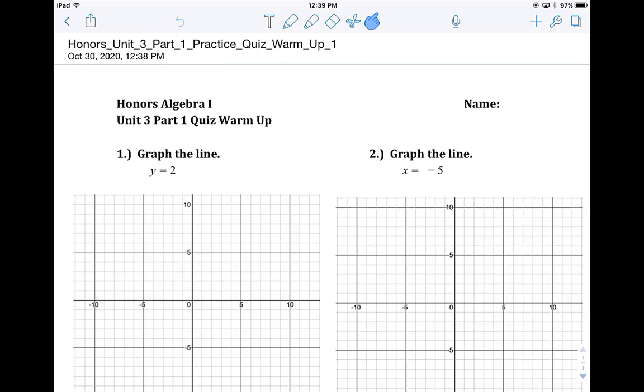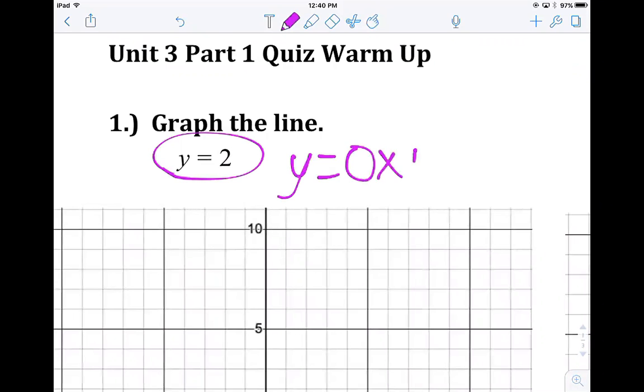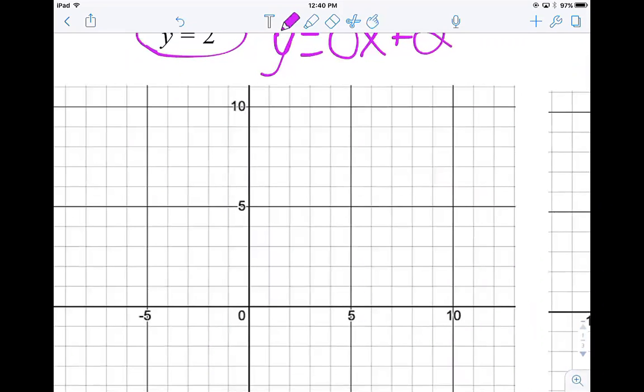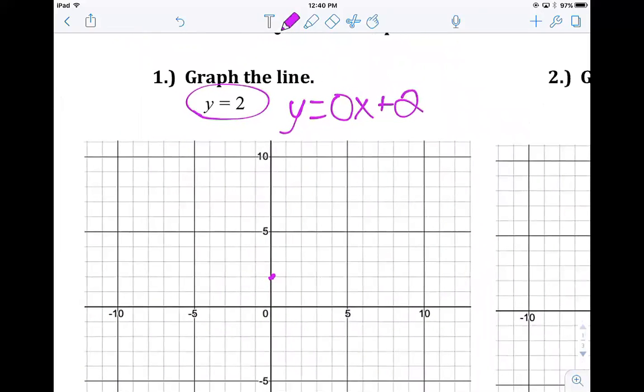So looking at problem 1, we are going to graph our line of y equals 2. First off, when we look at this, you will probably notice that there is no x value. So if there is no x value, you could rewrite it as y equals 0x plus 2. But what's going to happen is we're going to plot our point on the y-axis at 2. And then this is going to result in a horizontal line, straight across left and right.